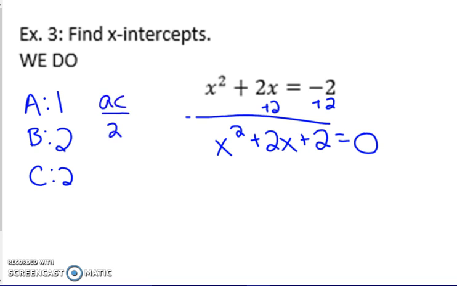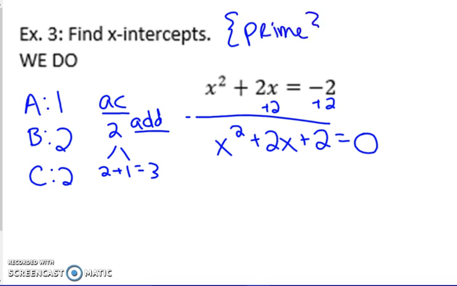AC multiplies to give you 2, and it's positive, so we want to add. Well, if I add 2 plus 1, I get 3. 3 is not the same thing as 2 as our B, so again, this equation is prime.